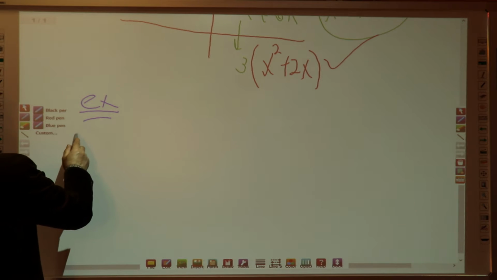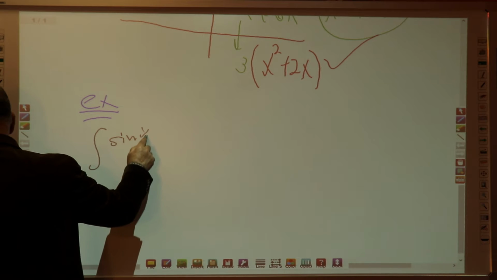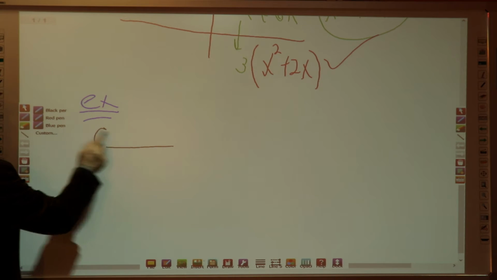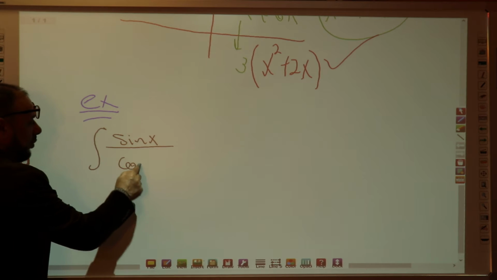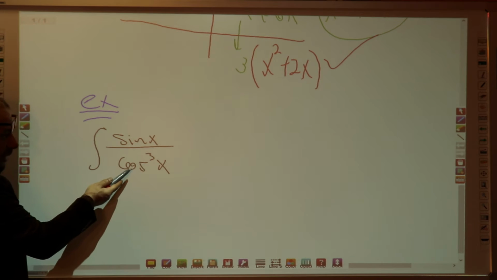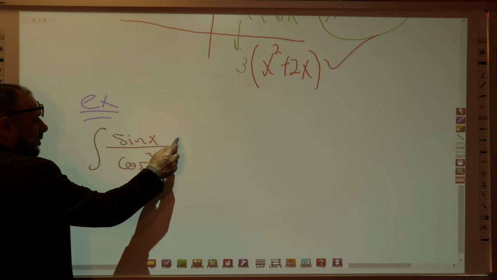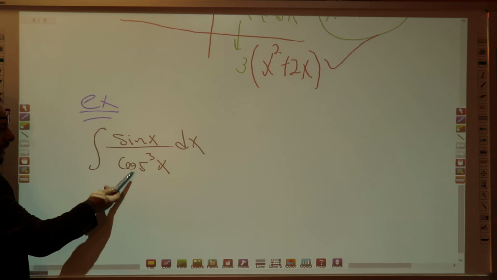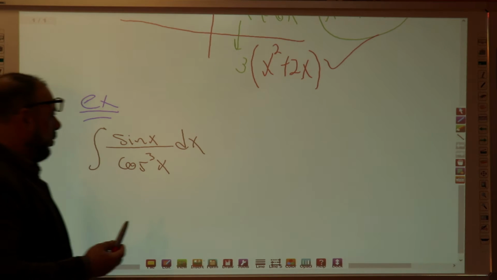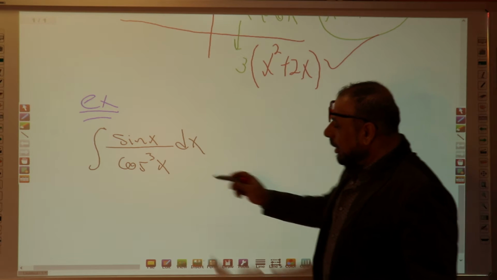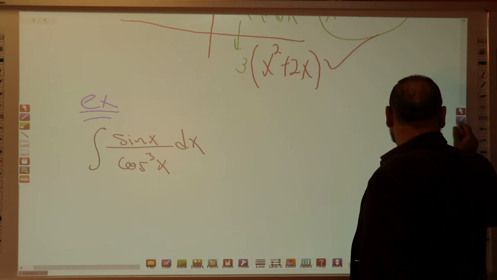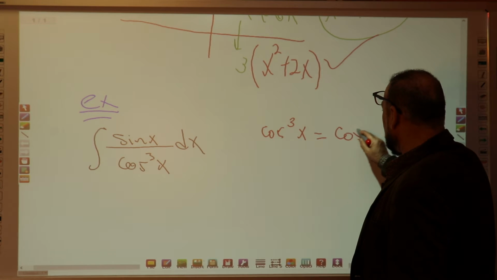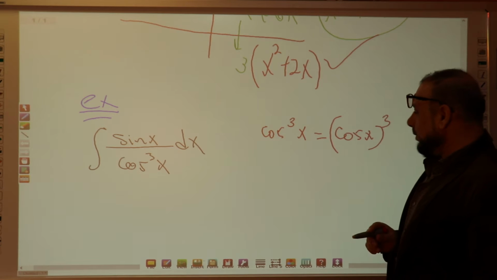The integral of sine x over cosine cubed x, dx. Usually the one that has a power, we take as u in integration by substitution. I know the derivative of sine is cosine, and the derivative of cosine is negative sine. What do I have to do for this problem? We have to assume one of the functions is u. Also remember from basic tricks, cosine cubed x is the same as cosine x cubed. Good?